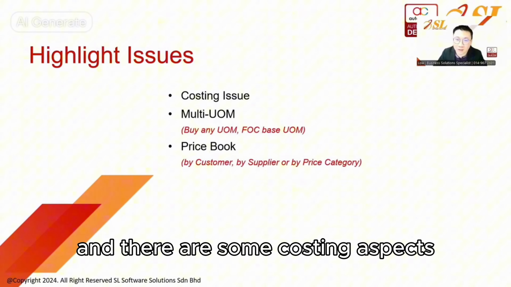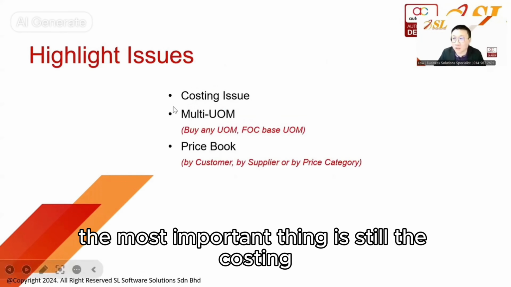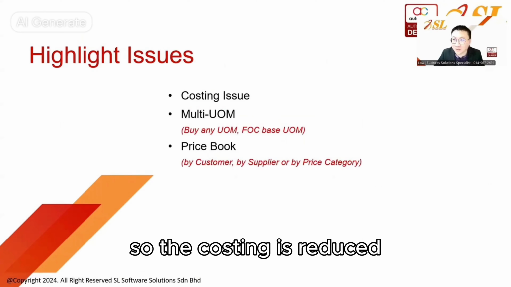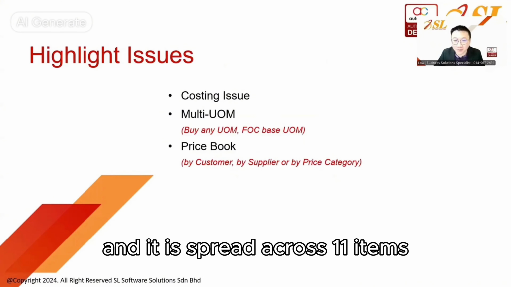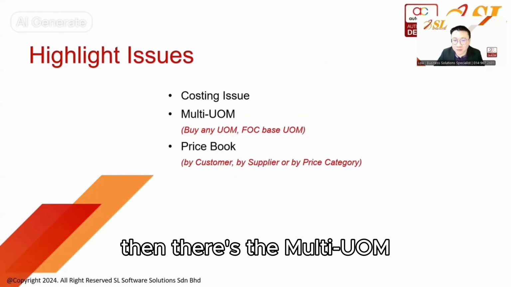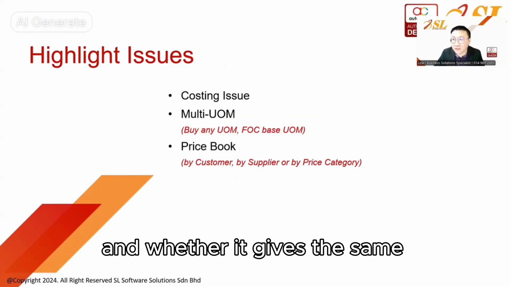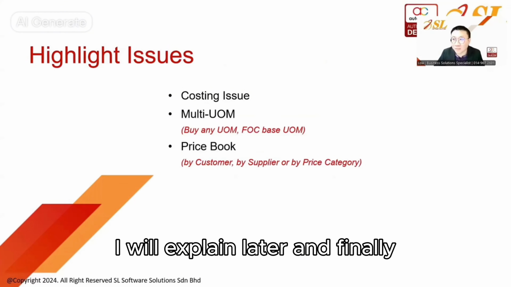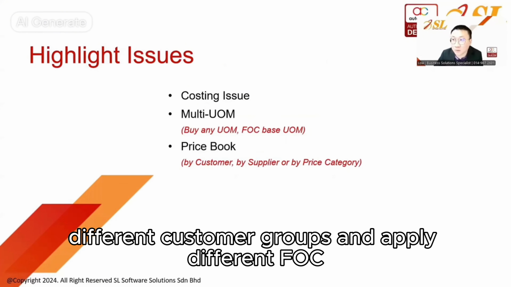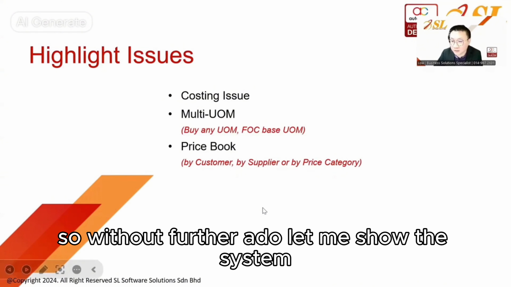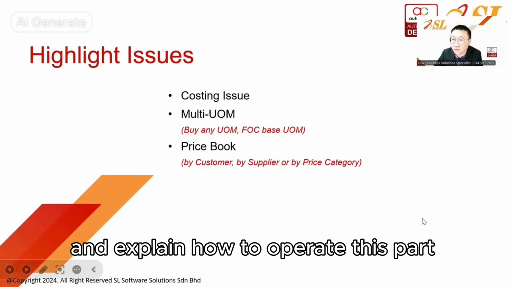And there are some costing aspects, but the most important thing is still the costing. When you purchase, you buy 10 and get 1 free. So the costing is reduced and it is spread across 11 items. Then there's the multi-UM, the reason for multi-UM, how it affects the purchase, and whether it gives the same UM or its base UM. I will explain later. And finally, it can choose different customers, different customer groups, and apply different FOC quantities. You can apply different concepts. So without further ado, let me show the system and explain how to operate this part.